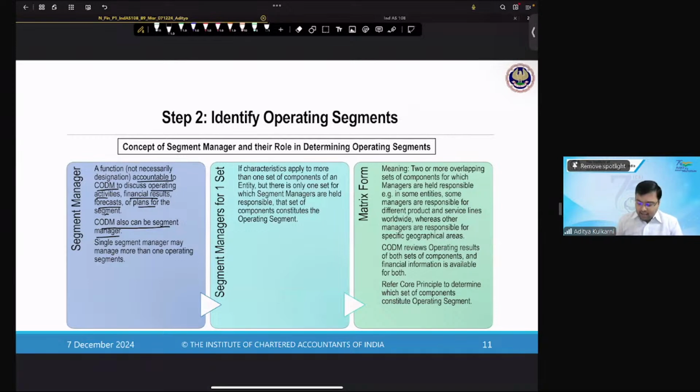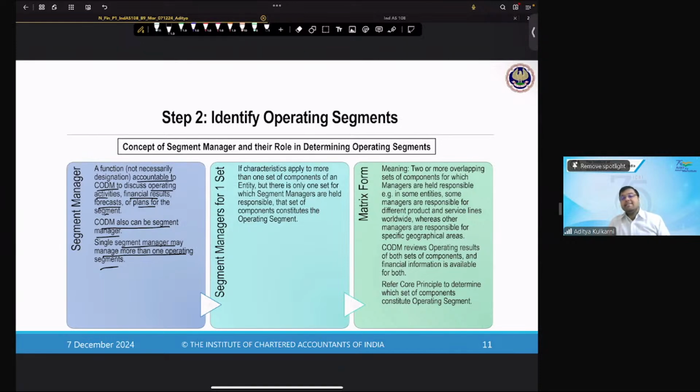And additionally, a single segment manager may manage more than one operating segments. In another of my group entities, I have a single segment manager who is looking after multiple businesses. Okay, that is still a growing entity. तो एक segment manager काफी है, and that segment manager reports to the COO of that specific group entity. So ultimately, the point I'm trying to say is there are no rules.